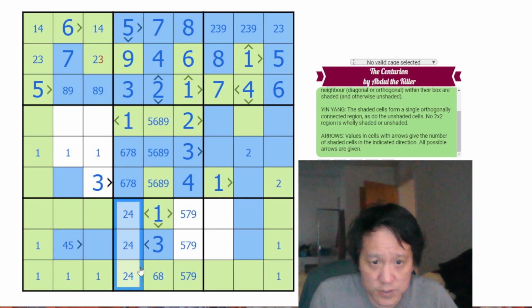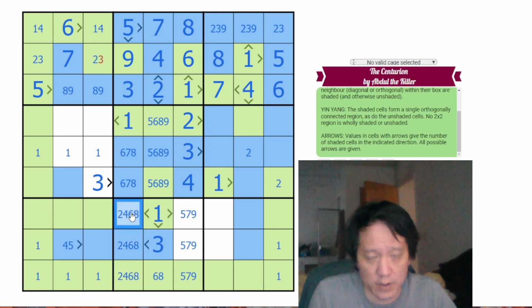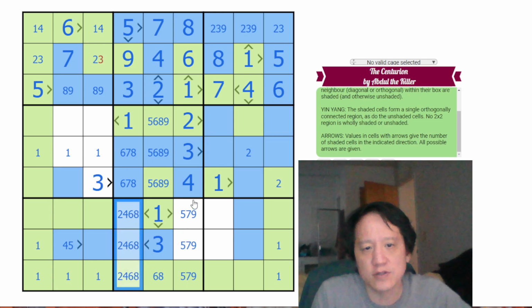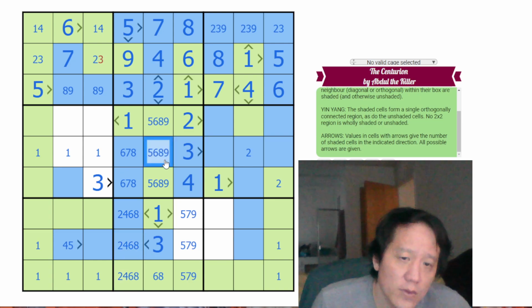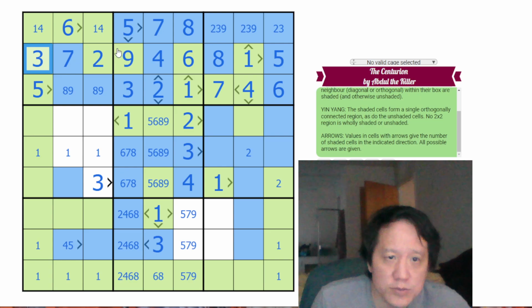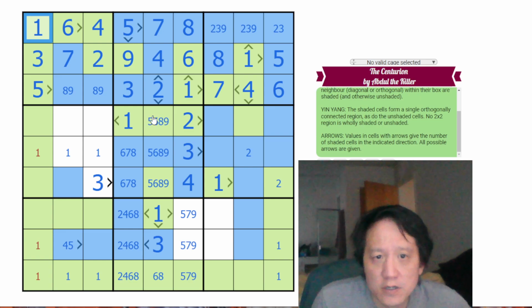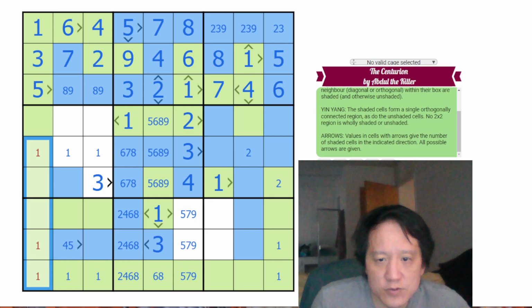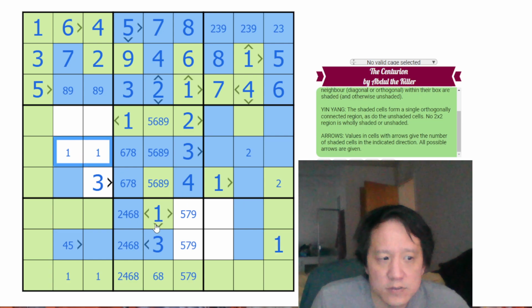This is 2, 4, 6, 8. We know the 2 has to be one of those. That's fine. This is 7. So this is 2. This becomes 2. This is 3. The 2 cannot be next to 1, because otherwise it would be shaded. So that's 4 and 1. 3 is not next to 2. So none of these are 1. So this has to be 1. This cannot be 1. This is 1. One of these is 1.